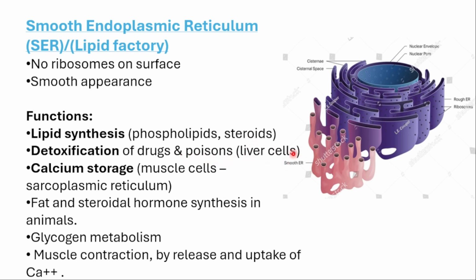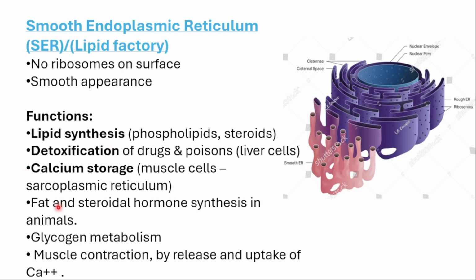The smooth endoplasmic reticulum present in liver cells is helpful for detoxification, and they also store what? Calcium in muscle cells. They are a very specialized endoplasmic reticulum, I can say, that is the sarcoplasmic reticulum. Just keep in mind, functions of the SER are lipid synthesis, detoxification, calcium storage.